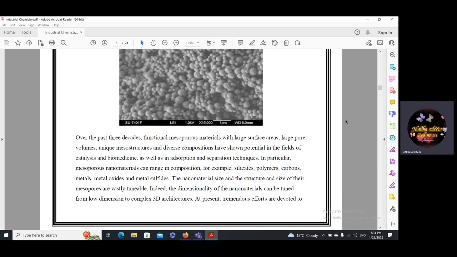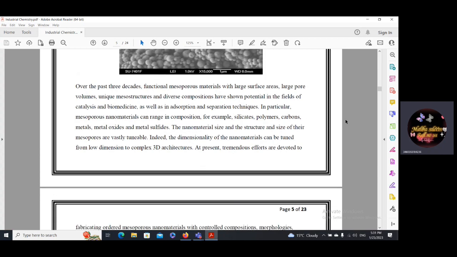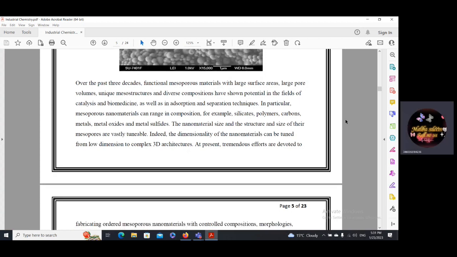Over the past three decades, functional mesoporous materials with large surface area, large pore volumes, unique mesostructures, and diverse composition have shown potential in the fields of catalysis and biomedicine, as well as in adsorption and separation techniques. In particular, mesoporous nanomaterials can range in composition, for example silicates, polymers, carbons, metals, metal oxides, and metal sulfides. The nanomaterial size and the structure and size of their mesopores are vastly tunable. Indeed, nanomaterials can be tuned from low dimension to complex 3D architectures.